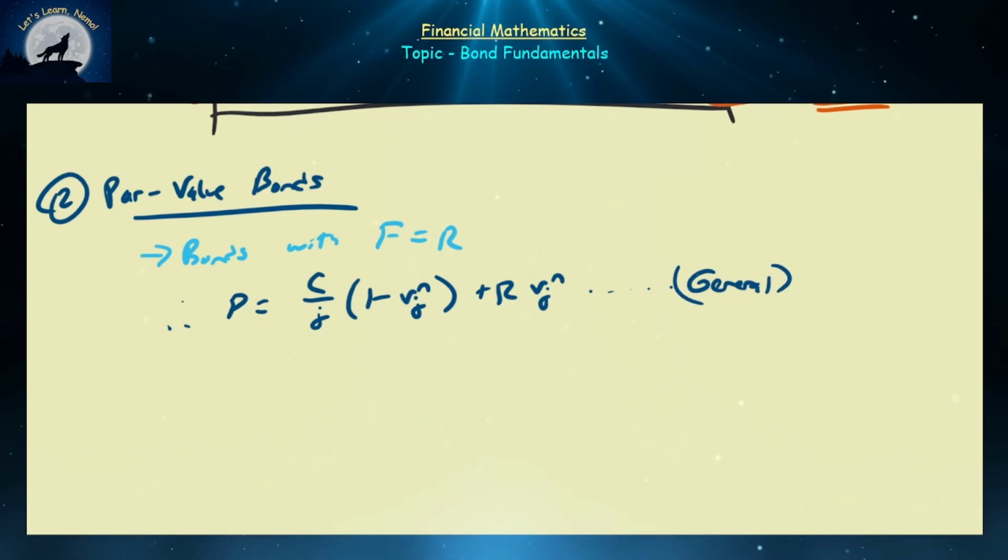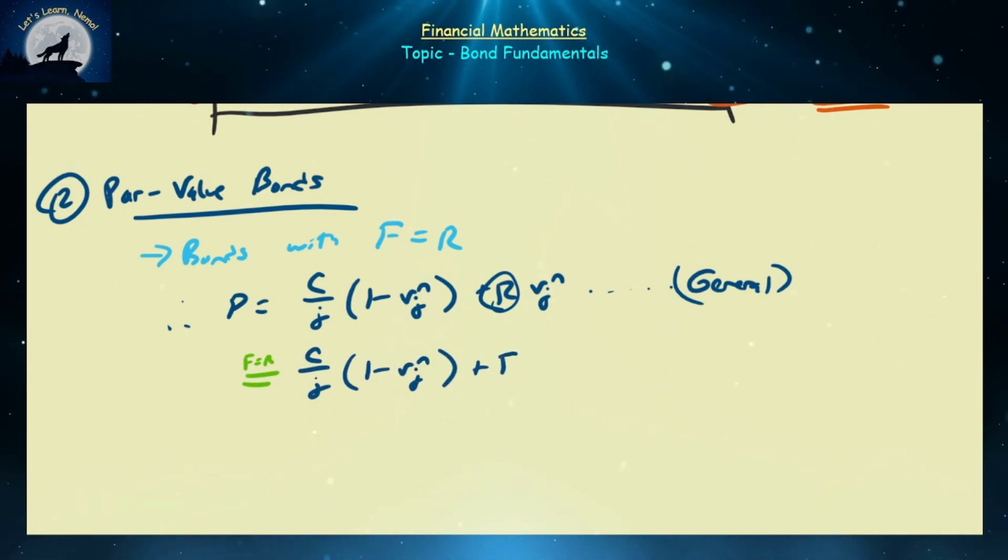But under a par value bond, if F is equal to R, then what do we have? So this is equal to F now. So we have C divided by j times 1 minus nu j to the power of m plus F times nu j to the power of n.